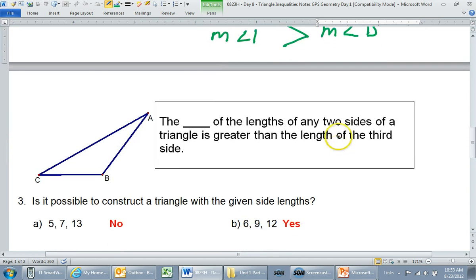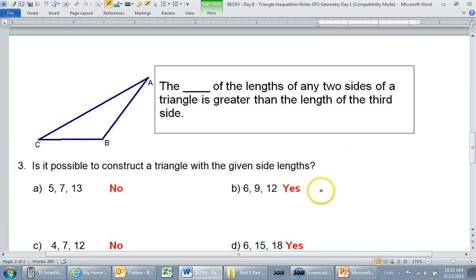All right, we're on the back, people. The blank of the lengths of any two sides of a triangle is greater than the length of the third side. What's the blank? The sum. The sum of any two sides has to be greater than the other side.